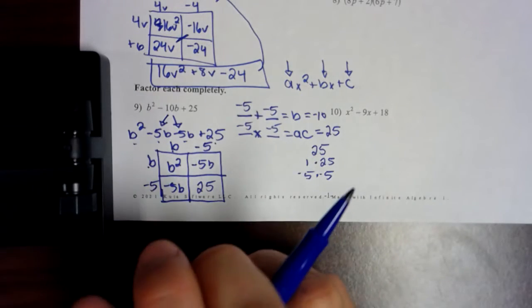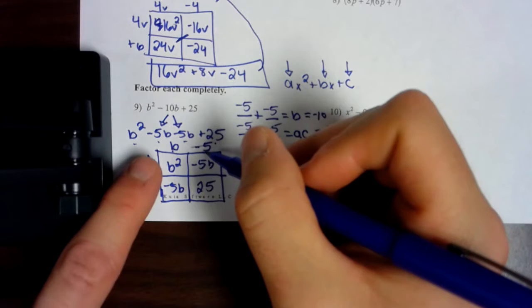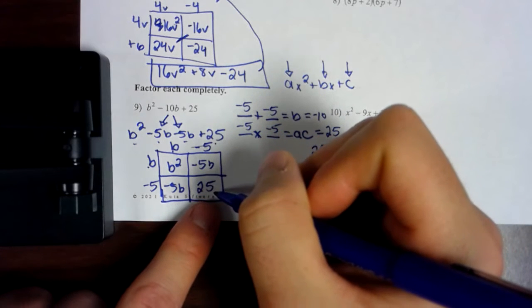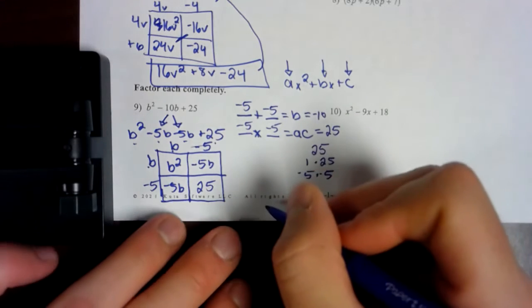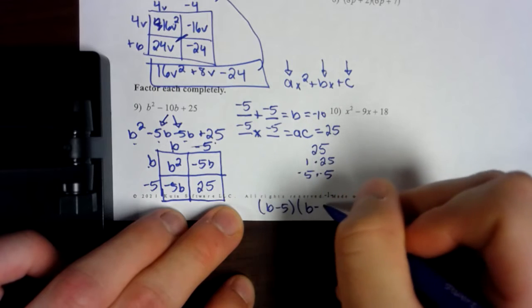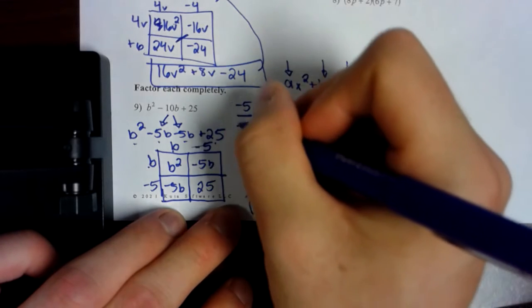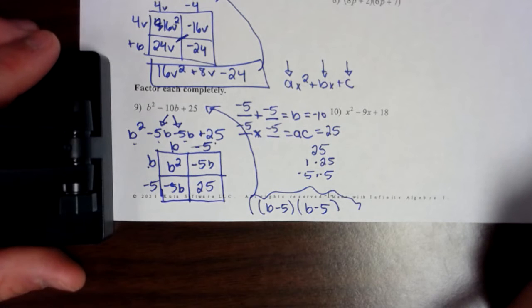And your check to make sure that you did this right is if these 2 numbers at the end of the bottom of the box and the right end of the box multiply to get this bottom right square of positive 25. And negative 5 times negative 5 is 25. So our complete factored form is b minus 5 times b minus 5. And again, this represents the same values as our equation in standard form. And there we go. That is our first factoring so far this semester.